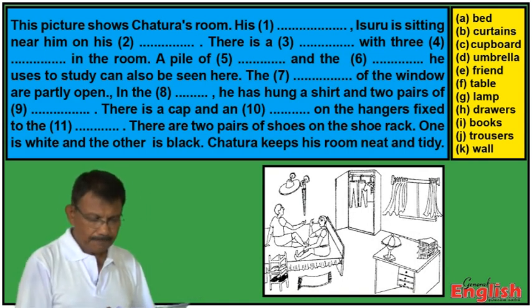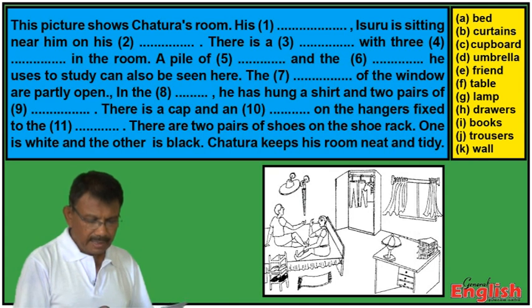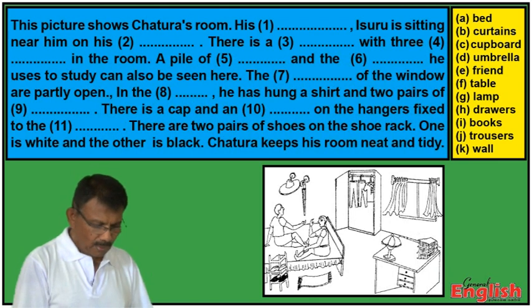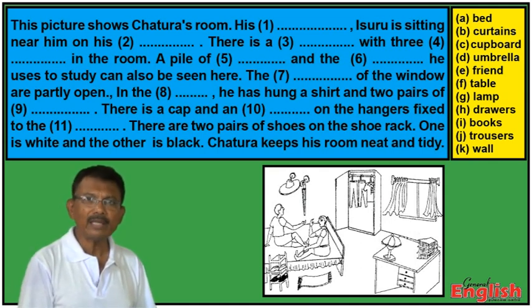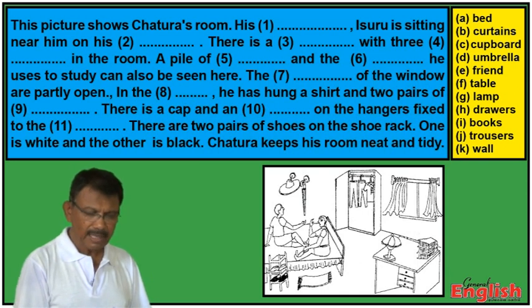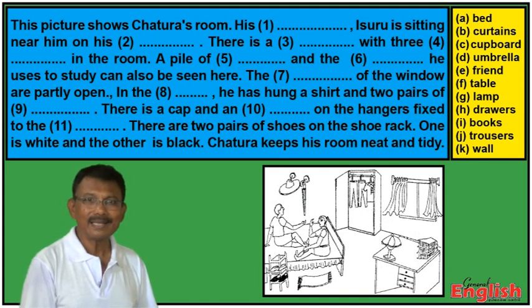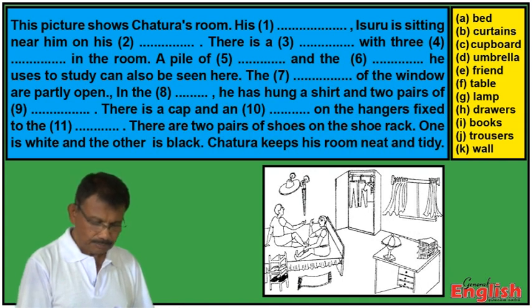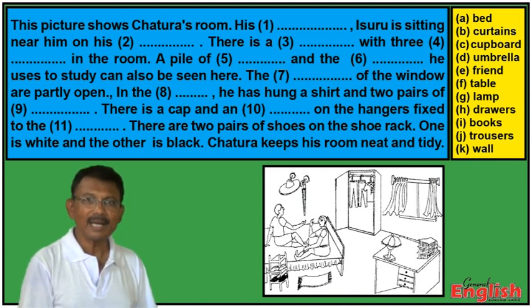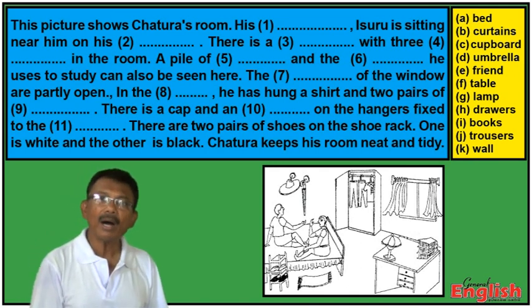Right, now let's go ahead. Question number 7: the blank of the window are partly open. Now look at the window. What is partly open? The what? The curtains. You can see the curtains on the window. The curtains of the window are partly open.